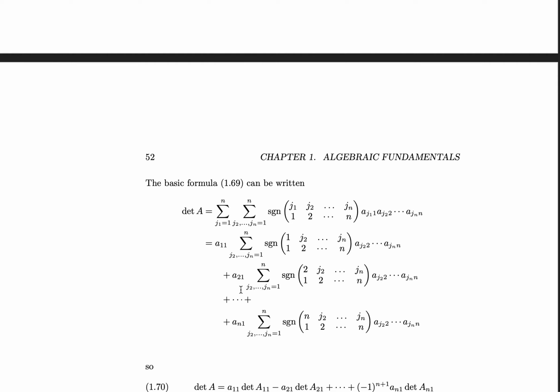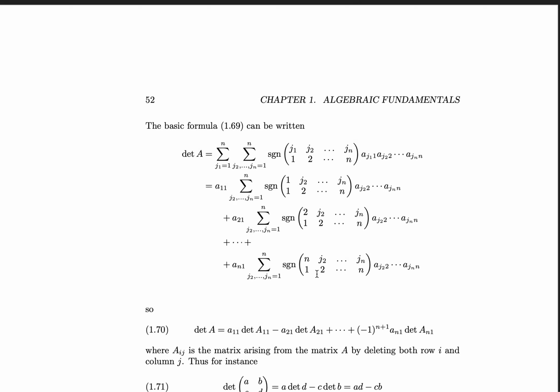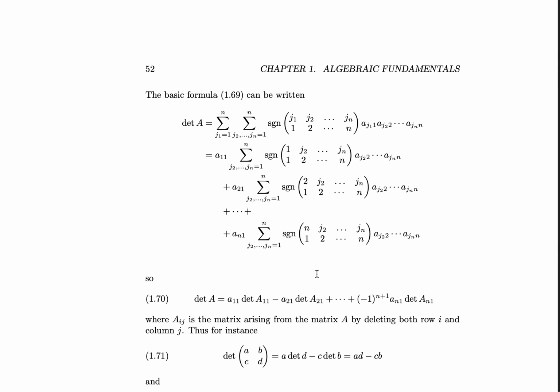And then to that we also note that a11 was just a_j1 1, since we're summing from j1 equals 1 to n. So we have to continue the sum. So we have a11 times this sum, plus a21 times the same sum, all the way up to an1 times that same sum. We'll note that this is simply the determinant of the matrix where the first row is deleted.